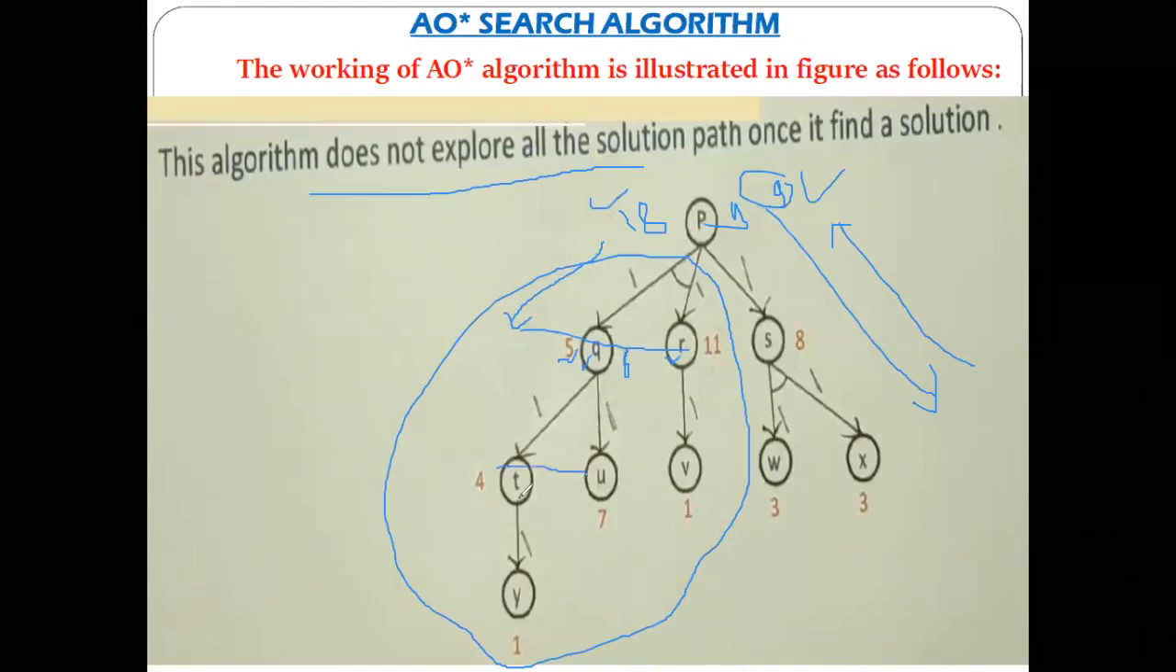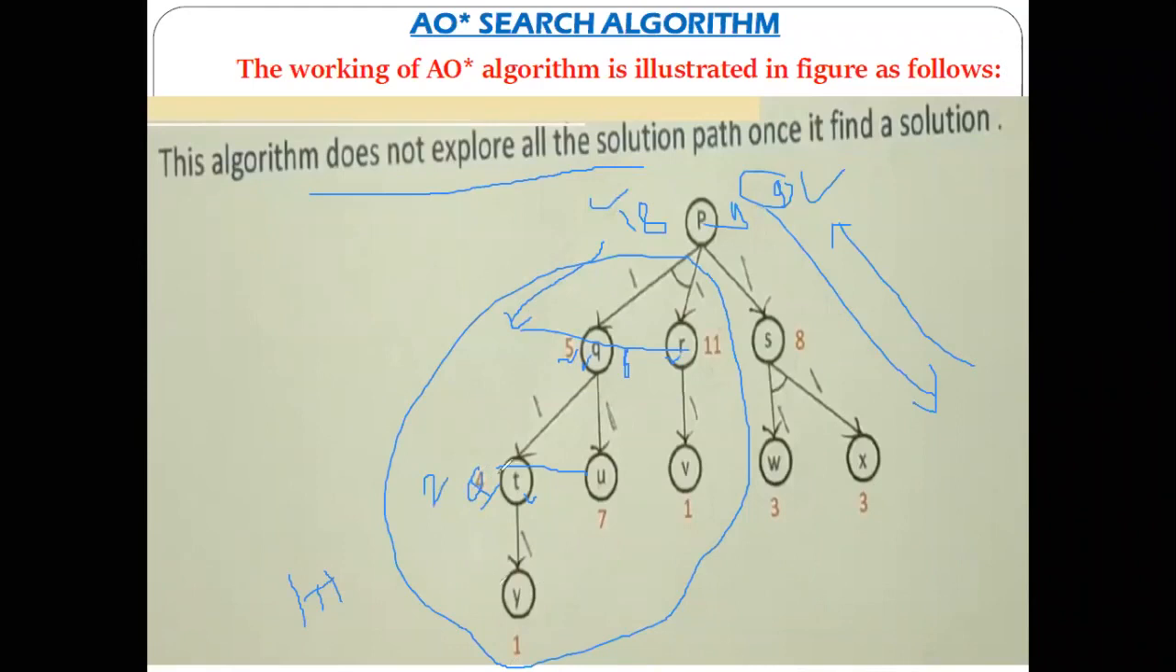You need to explore this T also. Plus one. Now if you explore this T, will the value of T change or not? After backtracking, this will be 1 plus 2, and this will be 2. It gets updated to 2. Correct?